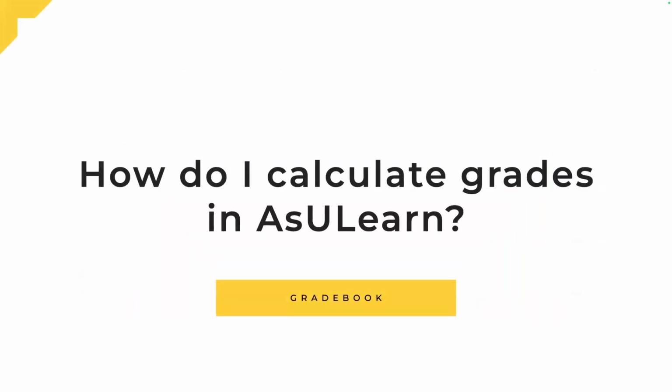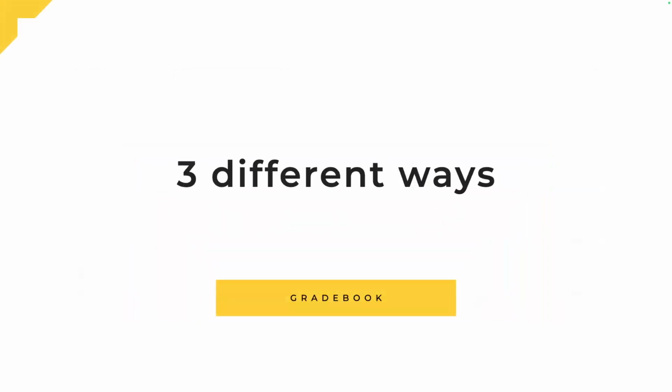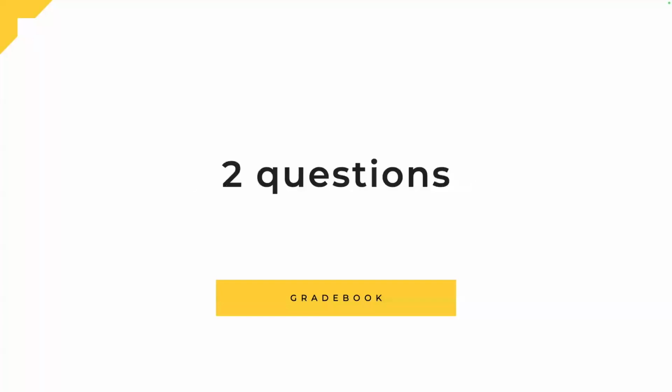Which brings us to the next question, which is, how do I calculate grades in As You Learn? And there are 3 different ways that most faculty tend to use. So the faculty at App State tend to use one of these 3 ways of calculating their grades, sometimes a combination of 1 or 2. And I promise that even if you're only using one of these, it is helpful to know all 3. If you try to figure out how do I translate how I want my grades to be calculated into one of those methods, I can simplify that down to 2 questions for you.